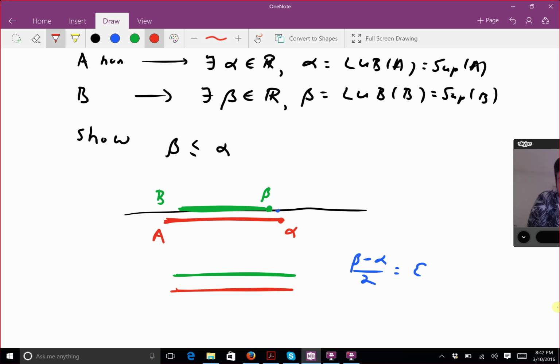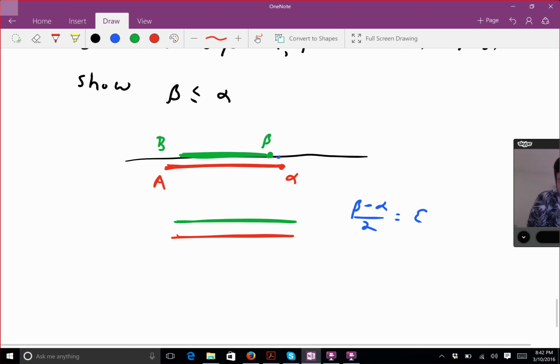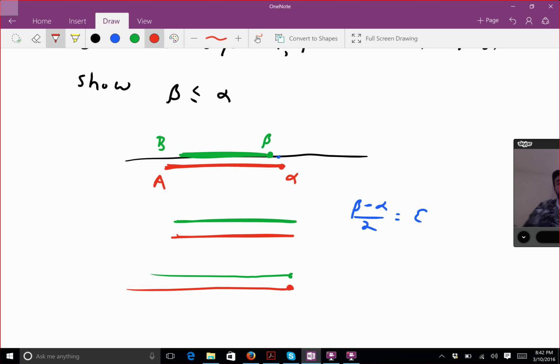Or even if that didn't happen, you could have a situation where the upper bounds were the same, but maybe A was longer. A lot of different things can happen here. So we have to be careful when we draw diagrams.